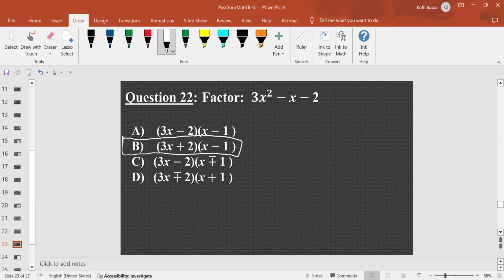Okay, first of all, we're going to take the number they multiply by x squared, which is 3. We take the 3 and we multiply by the number with no x. So 3 multiplied by negative 2 is negative 6.